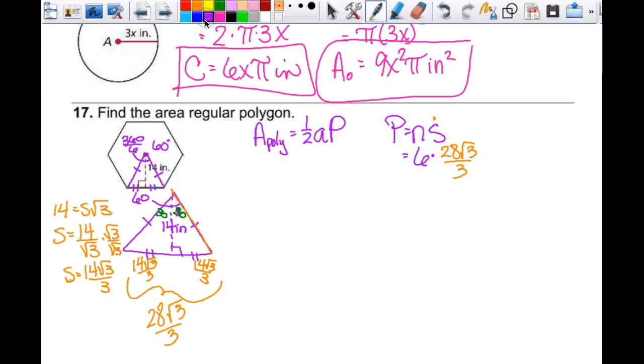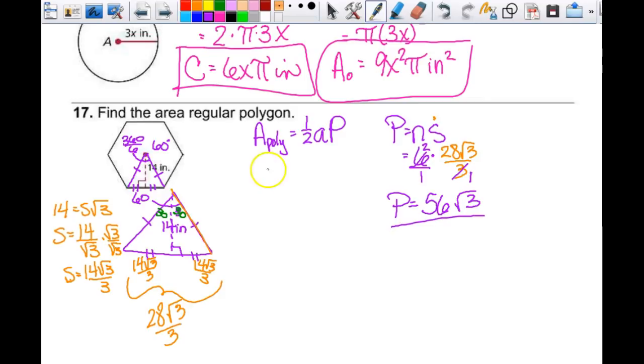So that's my side length, 28 square root of 3 over 3. Multiplying something that is a fraction by something that is not, put that over 1. I can actually reduce before I do anything else, so I'm really just doing 2 times 28. And your perimeter is, let's see, 40, 56, oops, sorry. 2 times 20 is 40. 2 times 8 is 16. That's the 56 square root of 3. There's your perimeter.